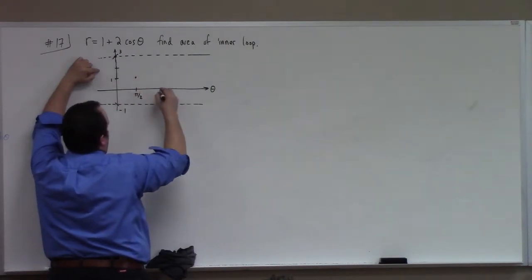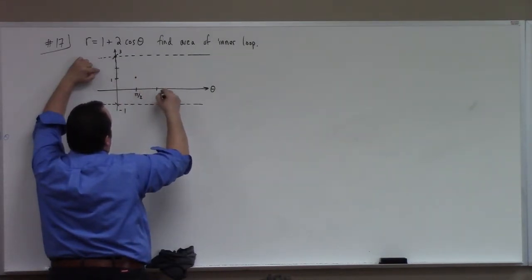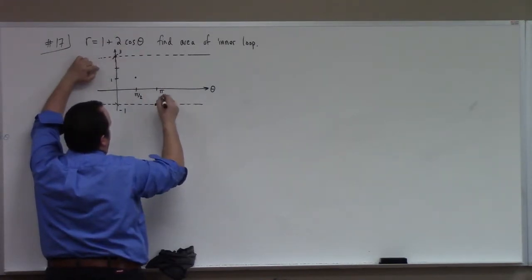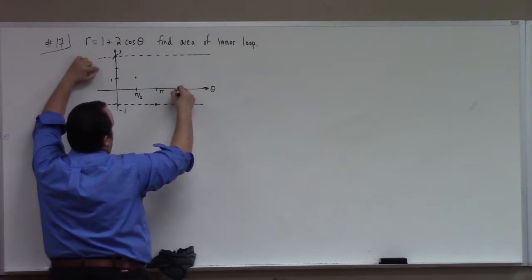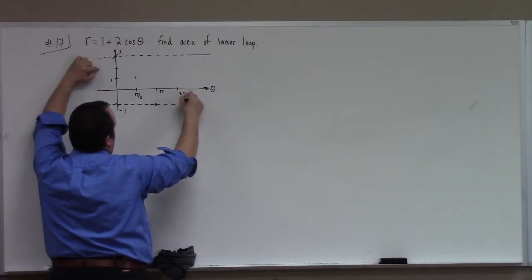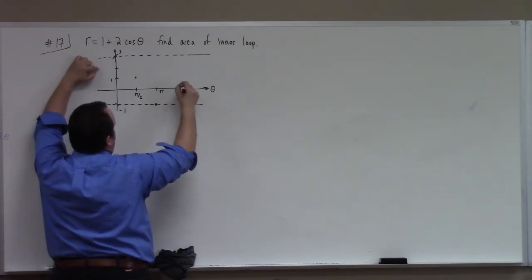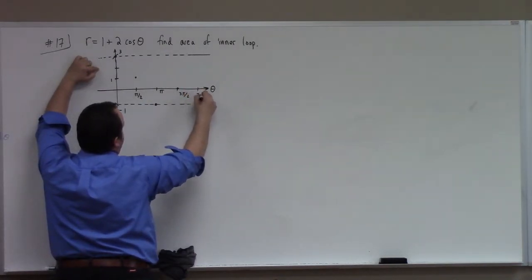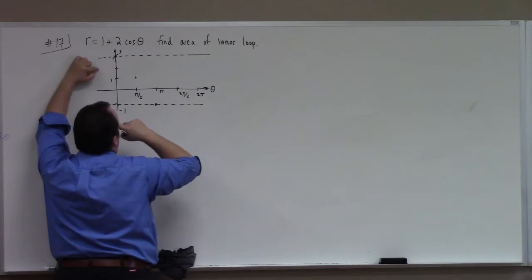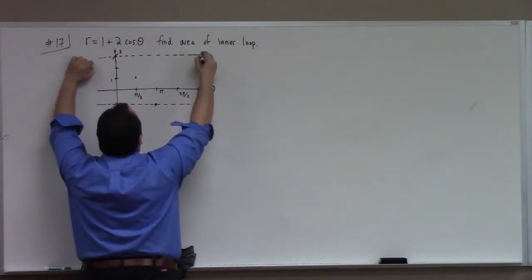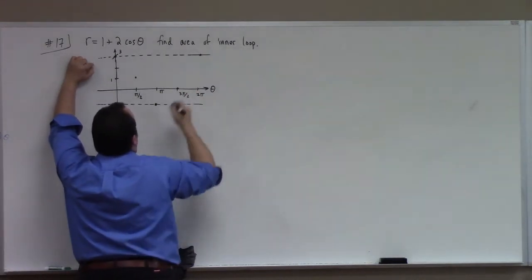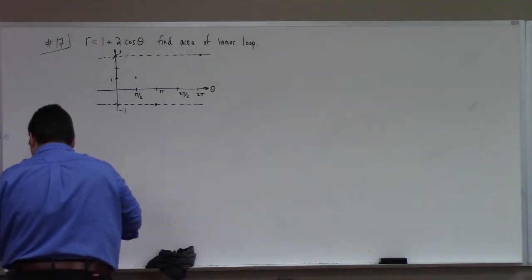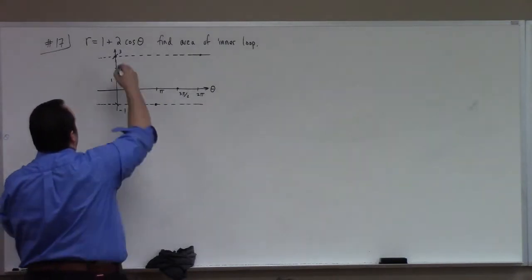What happens when we get to pi? Pi gives me minus 1, right? What happens when we get to 3 pi over 2? We're back to 1 again. What happens when we get to 2 pi? Back up to 3 again, right? So, I think you can see what's happening here.